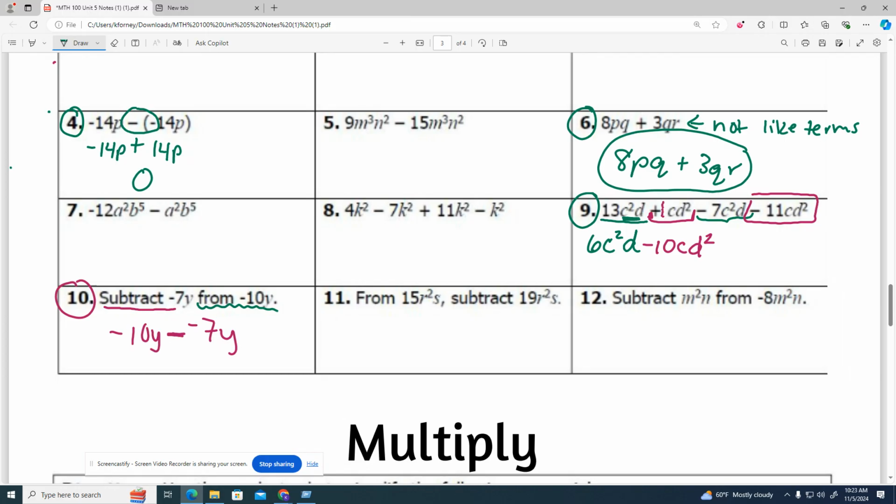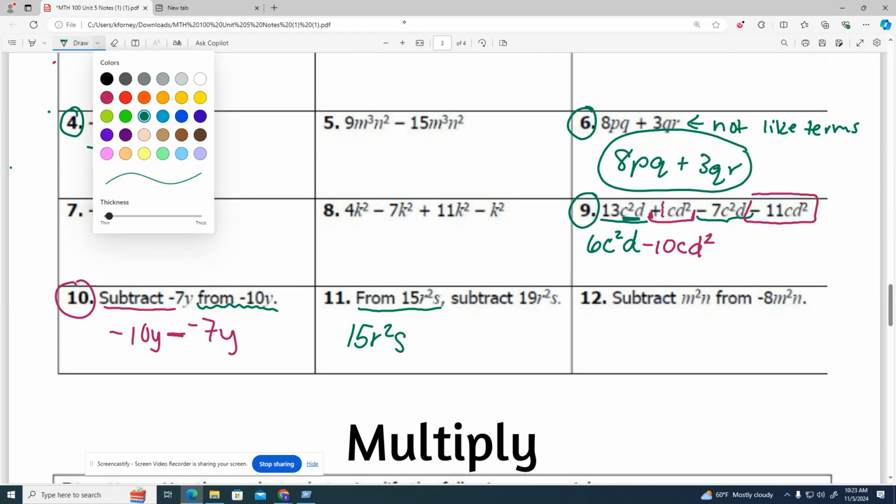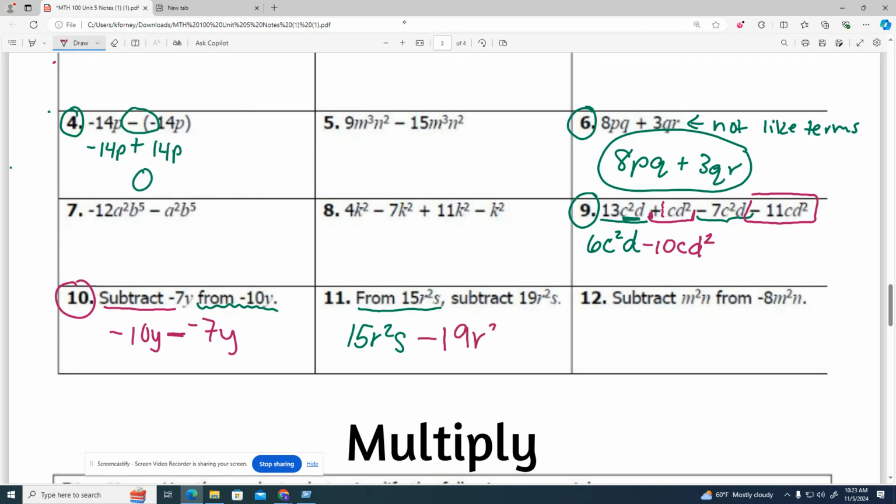If I'm taking $5 from you, then I'm subtracting the 5 from whatever you had. Looking at 11. From 15r squared s, so from this, we want to subtract the 19r squared s. So the 15 is going to come first, because from this, we want to subtract the 19r squared s. Like from $20, I'm going to subtract 10. So I started with the 20, and I'm subtracting 10.